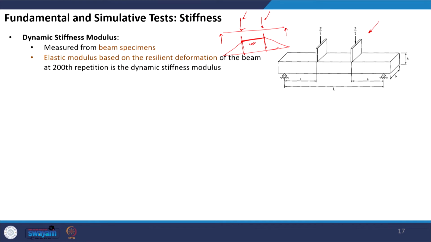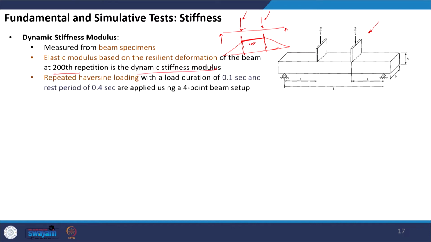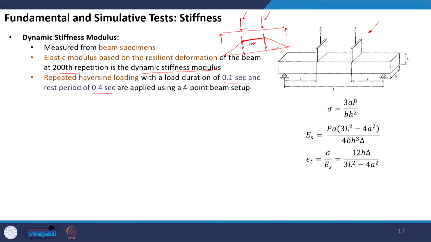So, we measure the elastic modulus based on the resilient deformation of the beam. After 200 repetitions, the modulus which we measure is termed as the dynamic stiffness modulus. Okay. Here we give repeated Haversine loading again. Here the load duration is typically 0.1 second with a rest period of 0.4 second. Now, these parameters can of course be varied depending on the study you are trying to do, but these are some generic standards that have been used.